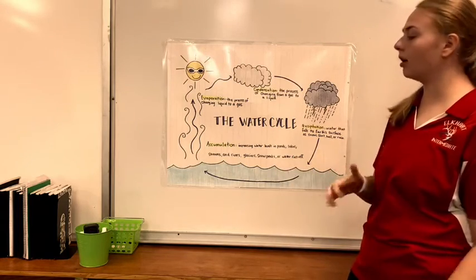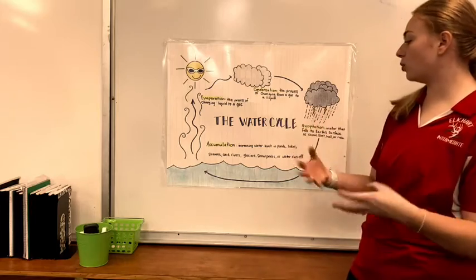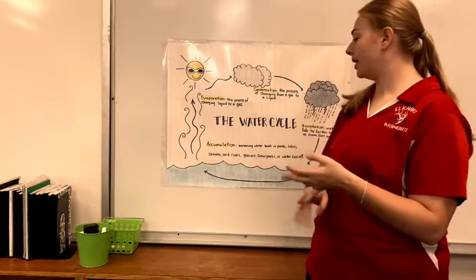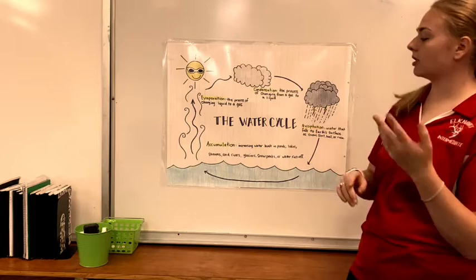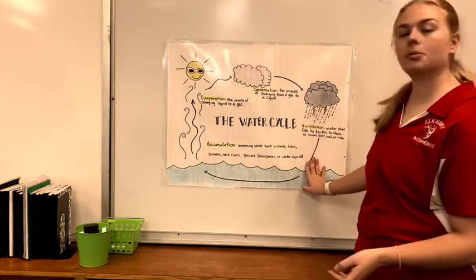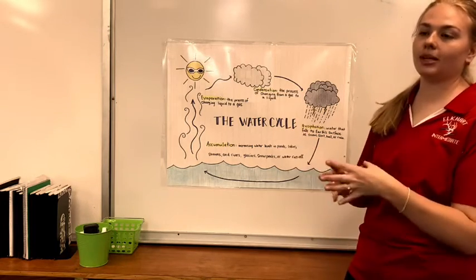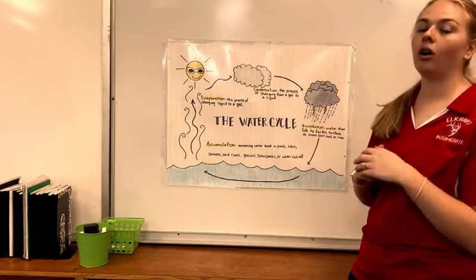This is what we call accumulation. That's a vocabulary word. It increases water levels in ponds, lakes, streams, rivers, glaciers, snow peaks, and water runoff. So there's a bunch of places where you find water accumulation. These are the places where you can actually see the water on the ground.